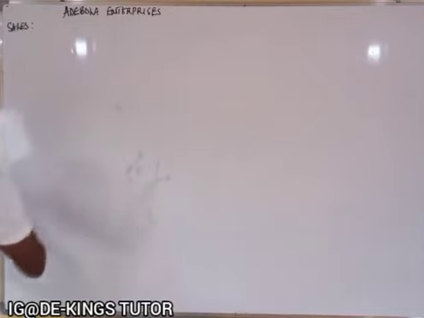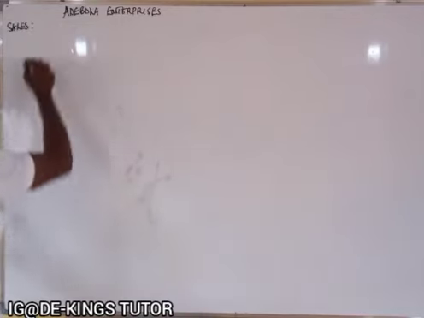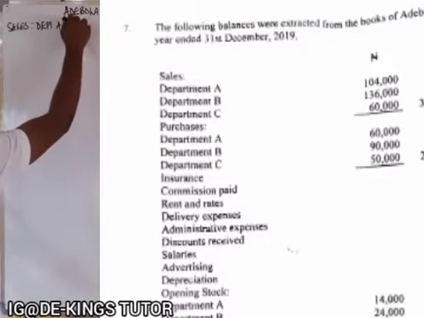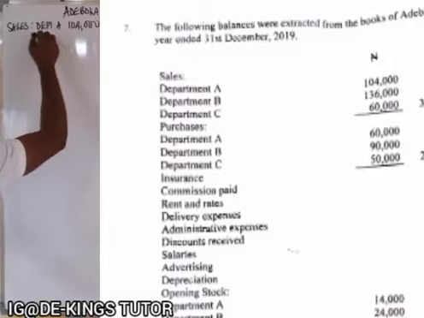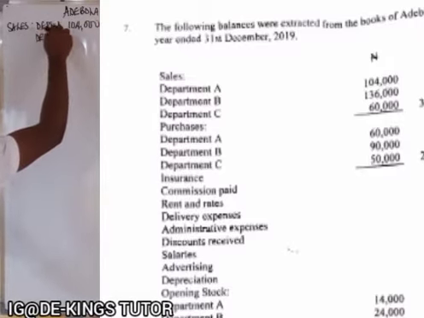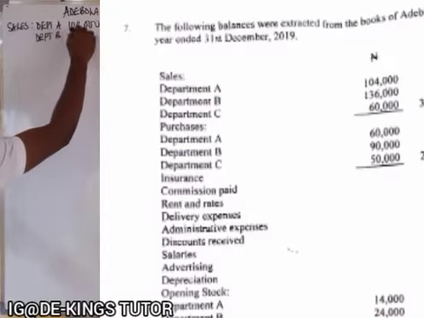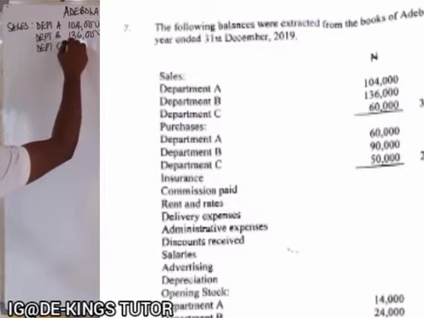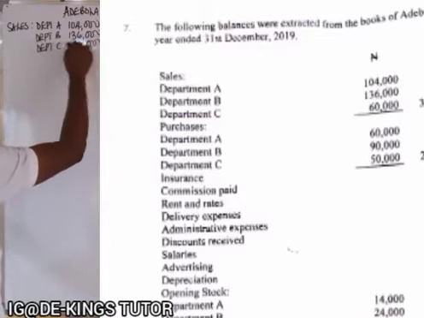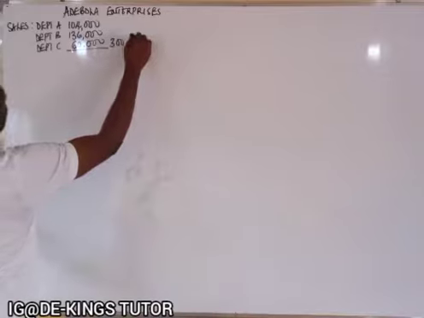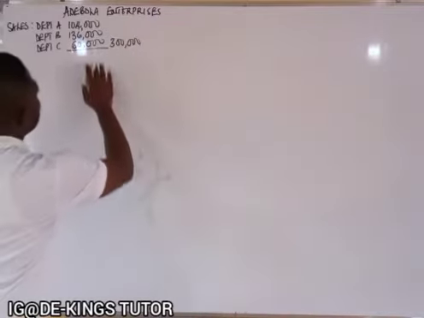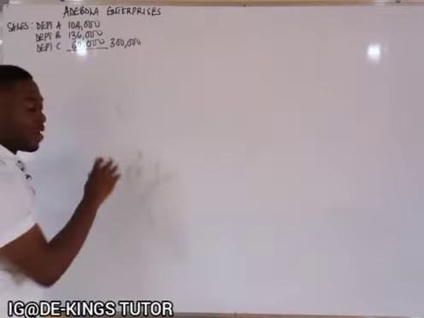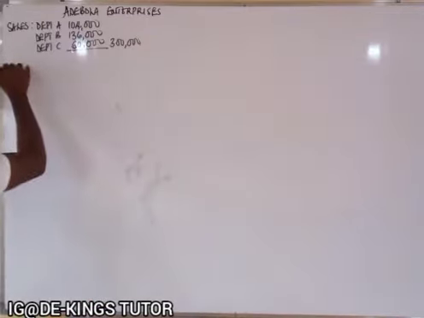Now, sales for Department A is 104,000 from the question. Department B is 136,000, while Department C is 60,000. Everything sums up to 300,000. So we're going to use this as a ratio, since they said for certain expenses we should use the sales. Okay, so the first one is advertising.